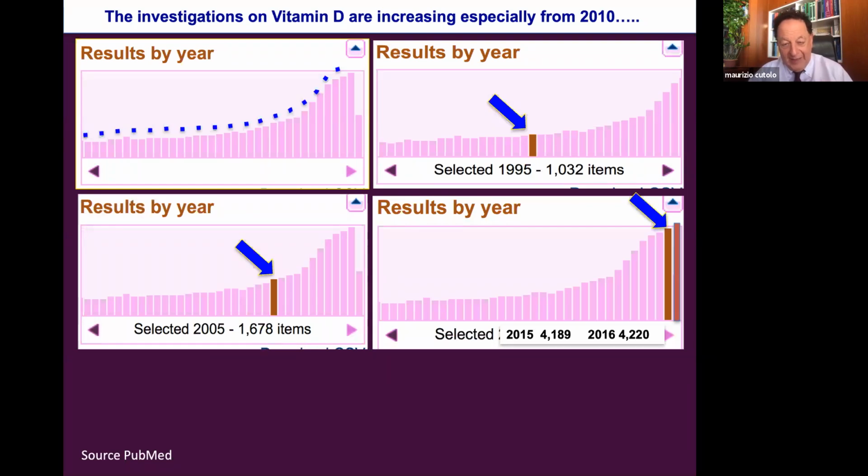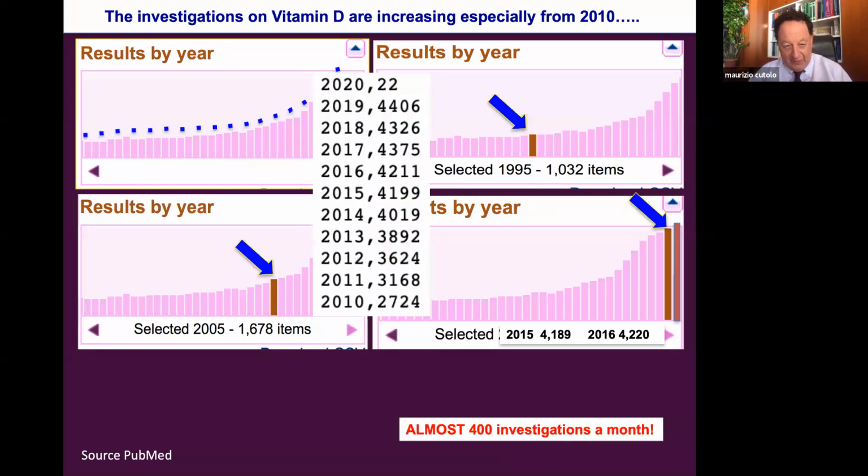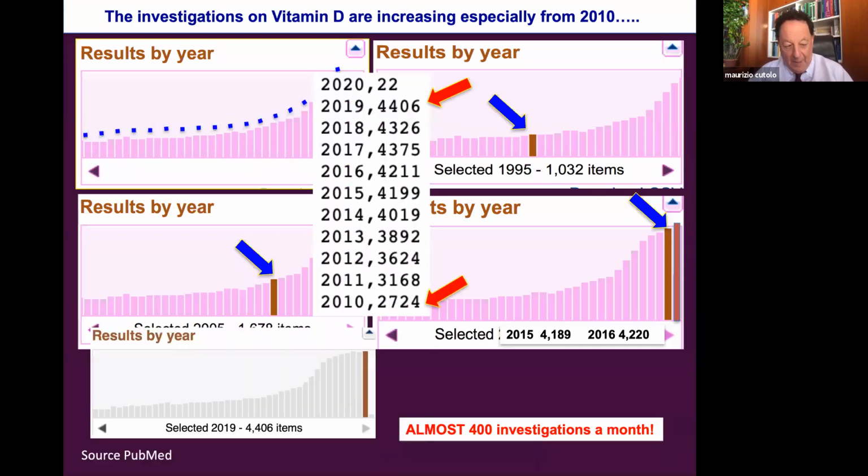And if we look at the most recent investigations, like 2020, there are already 22 papers on vitamin D that will be published from January or February. So we are in 2019 with 4,400 papers that involve vitamin D as one of the topics. Almost 400 investigations, and even more, a month.